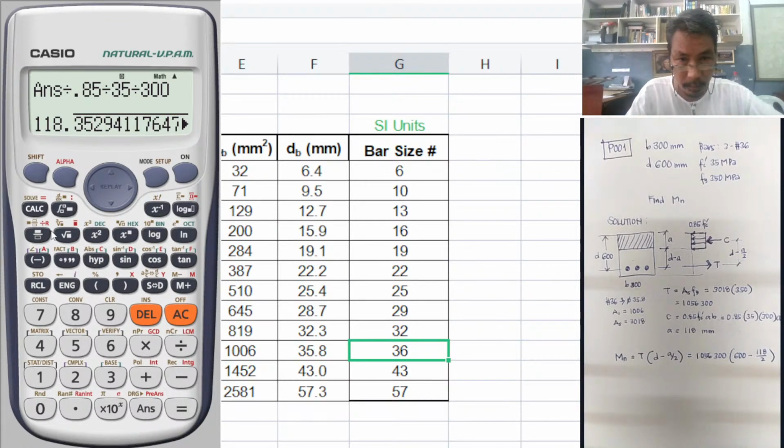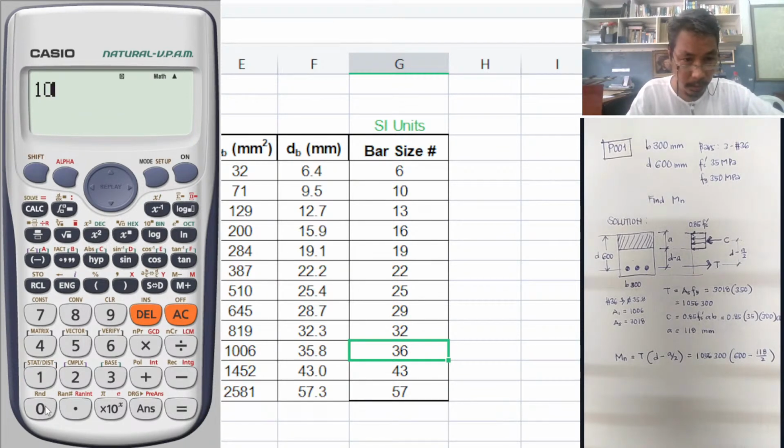Therefore, if we use again our calculator, that is 1,056,300, that is our T, multiplied by 600 minus 118 divided by 2. So this is our answer.